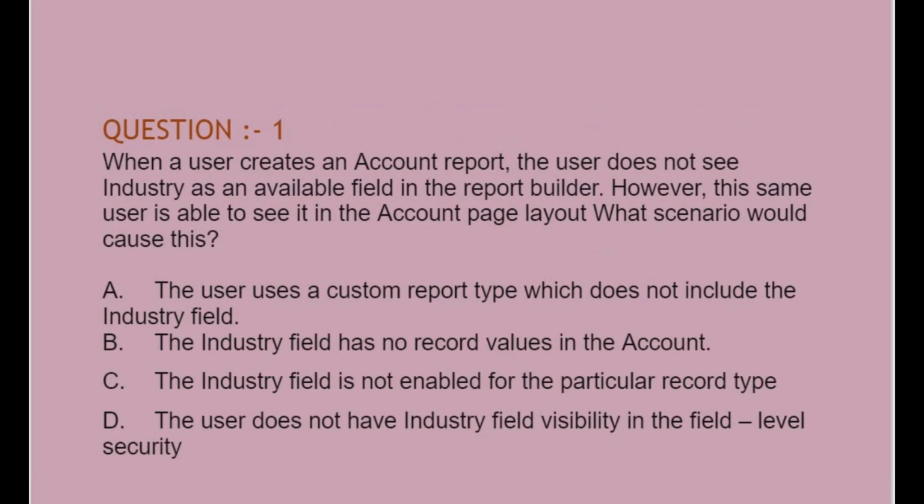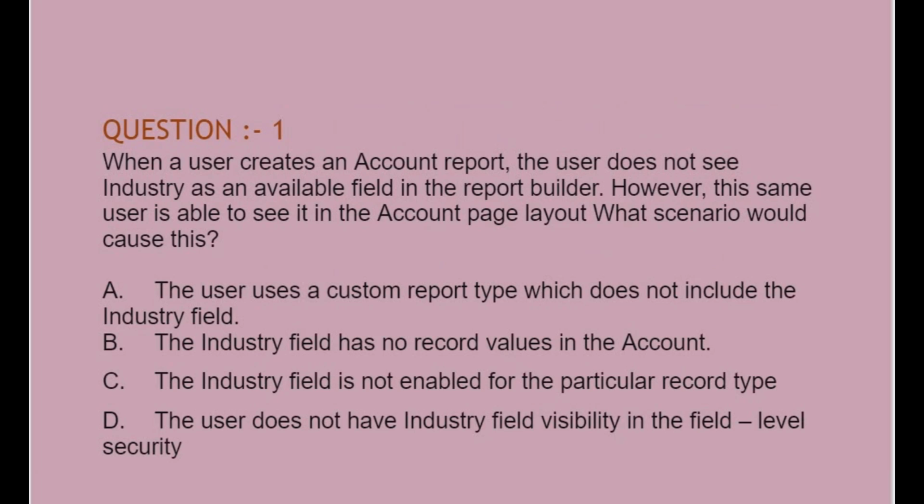Question is when a user creates an account report, the user does not see industry as an available field in the report builder. However, this same user is able to see it in the account page layout. What scenario would cause this?